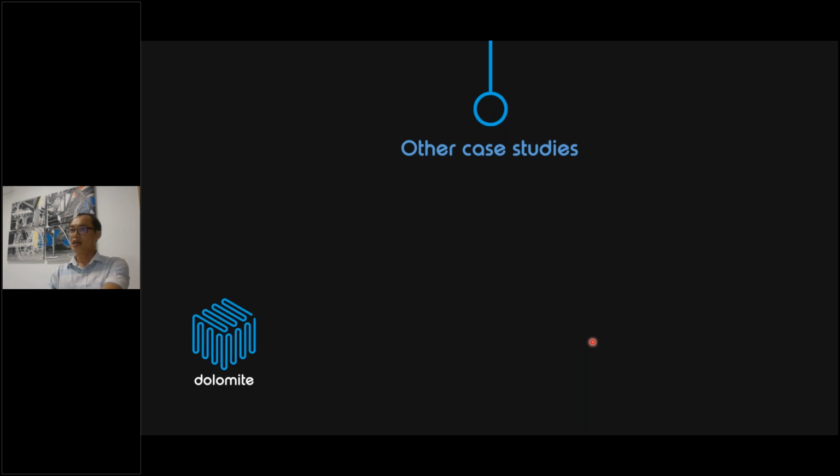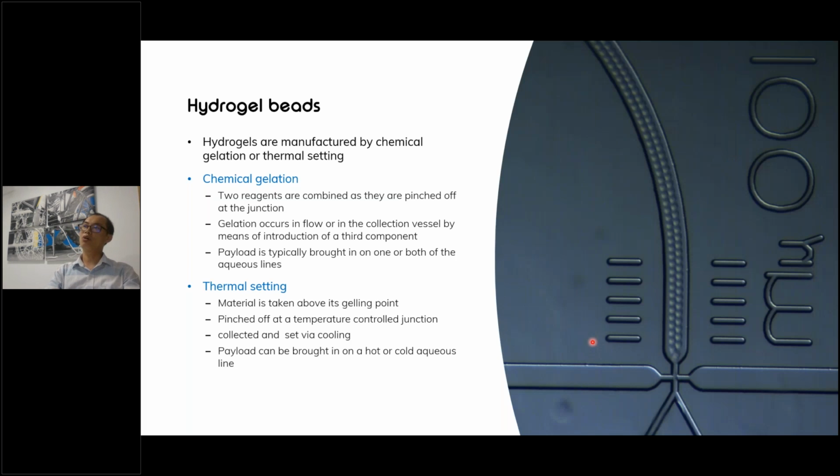Other case studies. Using this system, we can also use the microfluidic method for hydrogel-based production. The hydrogel is manufactured by either chemical gelation or thermosetting. With chemical gelation, two reagents combine and are pinched off at the junction, and gelation will occur in flow or in the collection vessel by means of introduction of a third component. In this case, the payload is typically brought in on one or both of the aqueous sides.